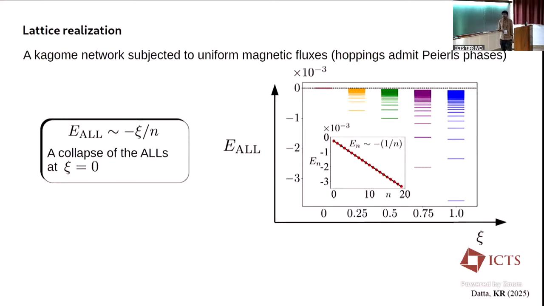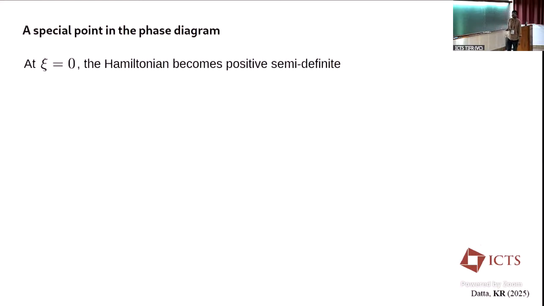At some point this adiabaticity will not hold because there's a very dense energy of these Landau levels. Okay. So then we asked the question, what is happening at this special point, xi equal to 0?